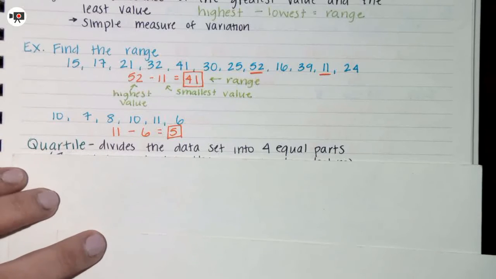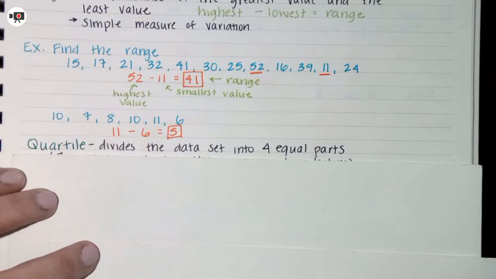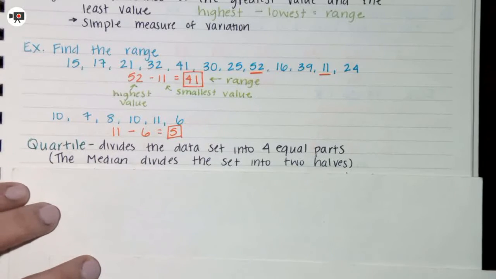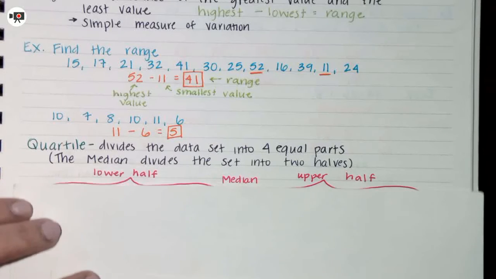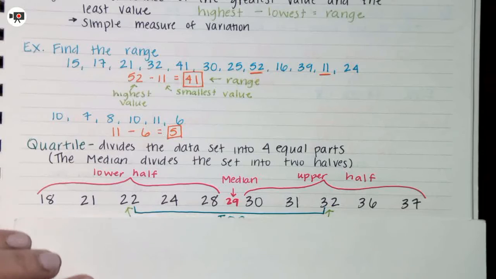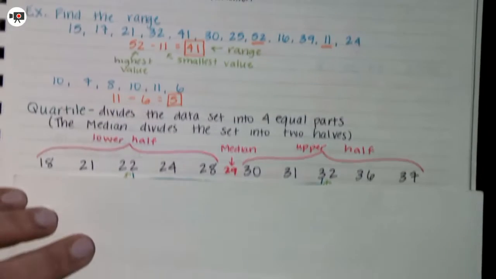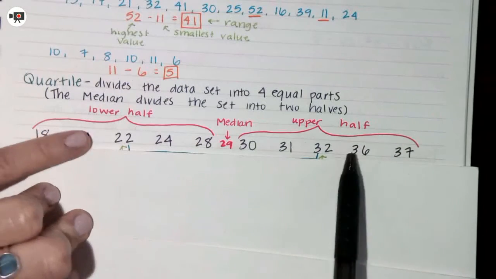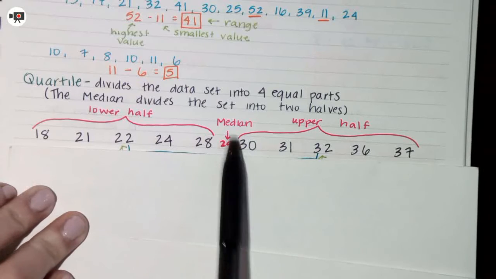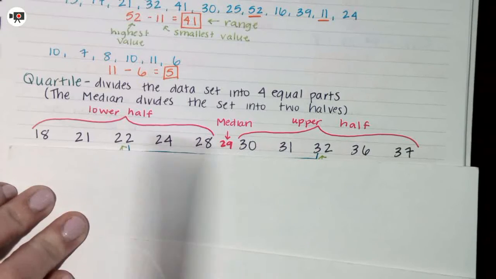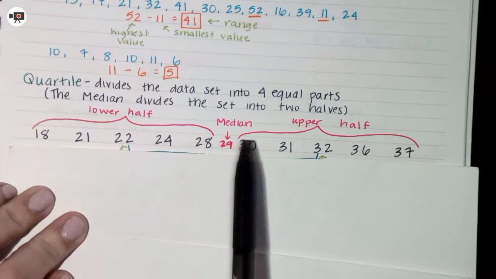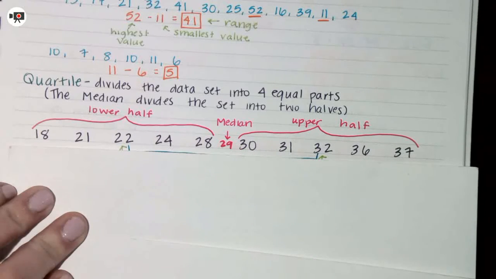We also have something called a quartile, and that divides the data set into 4 equal parts. Remember that the median divides the set into 2 halves. So here, you can see I found the median by counting one value in, and the median would be the middle of 28 and 30, which is 29. Then I have a lower half of values and an upper half of values.